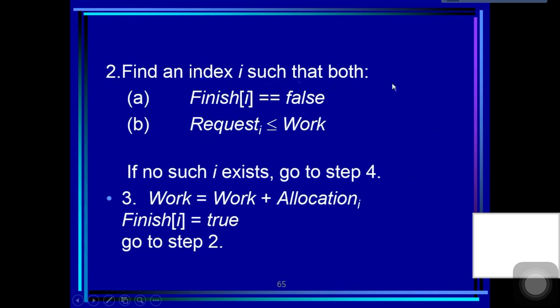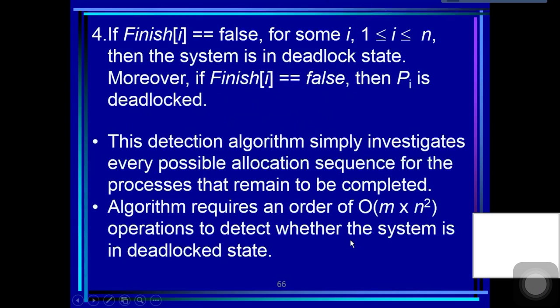Find an index i such that both finish[i] equals false and request[i] is smaller than or equal to work. If no such i exists, go to step 4. Otherwise, work equals work plus allocation[i] and finish[i] equals true. Go to step 2, then we loop again. If finish[i] equals false for some processes, then the system is in a deadlock state. Moreover, if finish[i] equals false, then Pi is deadlocked.